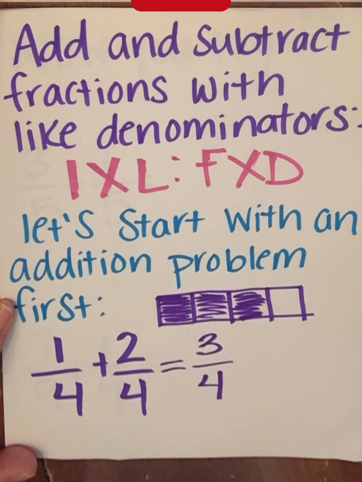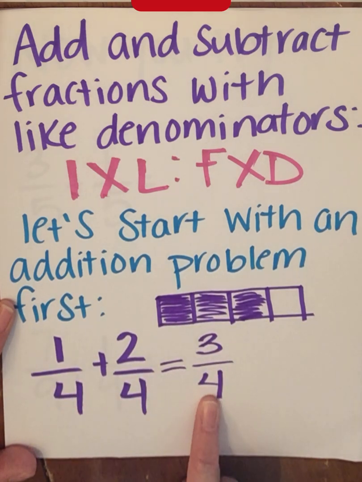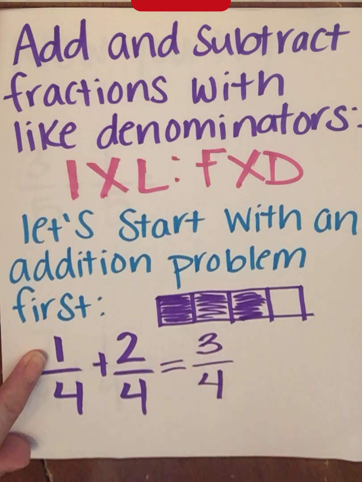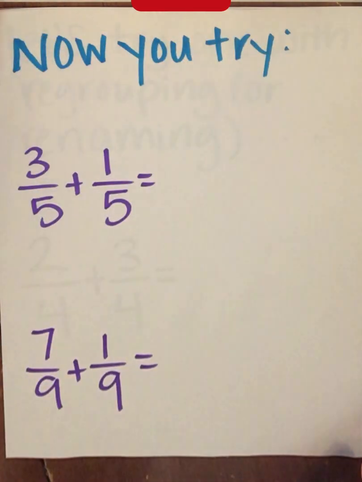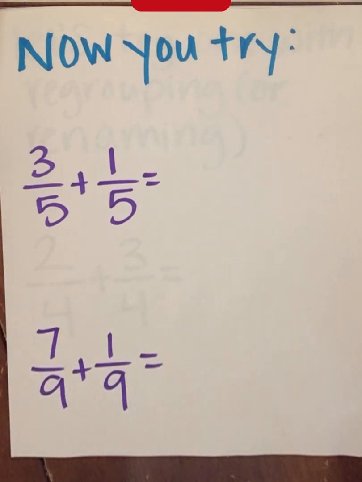If you notice, my denominator did not change. I didn't change the size of my pieces. I just changed the number of my pieces, okay? So I don't do anything to the denominator when I'm adding. I only change the numerator. I started with 1, I added 2, which brought me to 3. Now, I want you to try, okay? I'm going to give you about 30 seconds to go ahead and solve these two problems on your own.